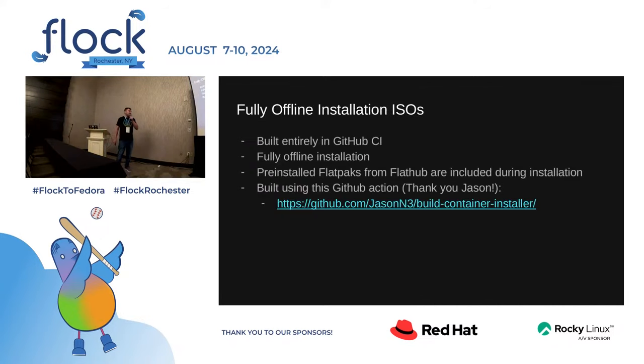We have fully offline installation ISOs, which was not always the case. The way that our installations worked before, you would have to use an RPM OSTree rebase command from an existing Silverblue or Kinoite installation, and then you would move to one of our opinionated images. Now that we have ISOs, that's not the case. We can pre-install Flatpaks, and we can do all of this in GitHub, and we publish our ISOs and make them available for users.